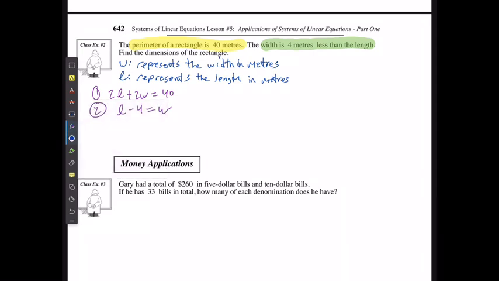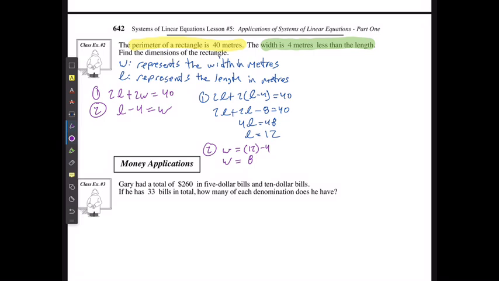So I'm going to state that from equation 1, 2L plus 2, well, W we know is L minus 4, is equal to 40. 2L plus 2L minus 8 is equal to 40. 4L is going to equal 48, where L is going to equal 12. Then I'm going to put it back into my equation 2. If my width is the same as L minus 4, or in this case 12 minus 4, then my width is going to equal 8.